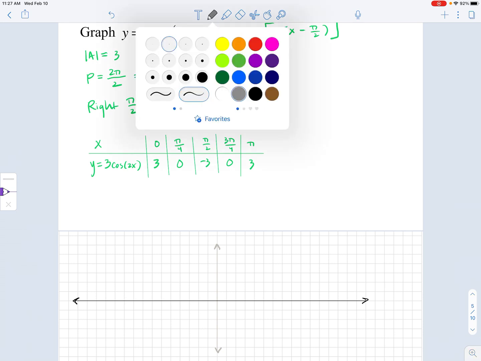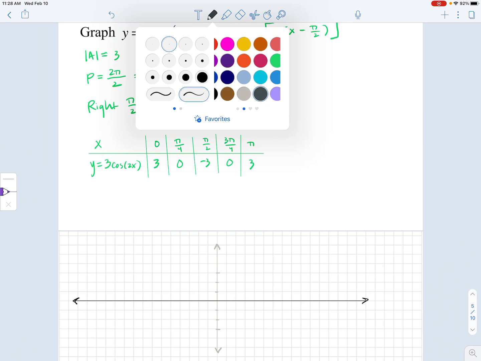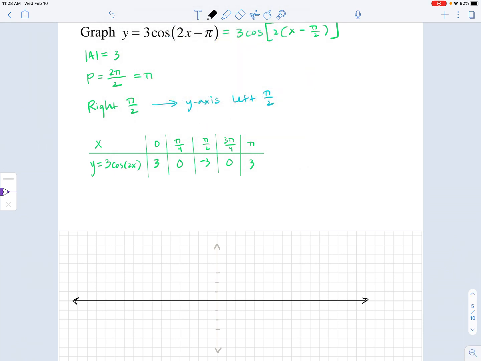But we're going to use the same scale for the x and the y-axis, even after the shift. So I'm going to have each notch here be 1 unit. Okay, so it goes up to 3. And then for my x-axis, I'm going to have every 2 boxes be pi over 4 units.